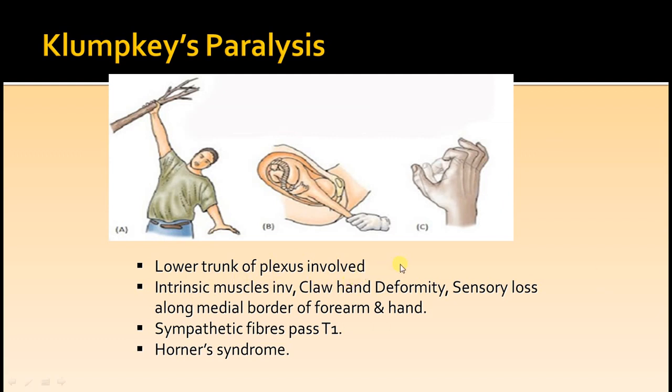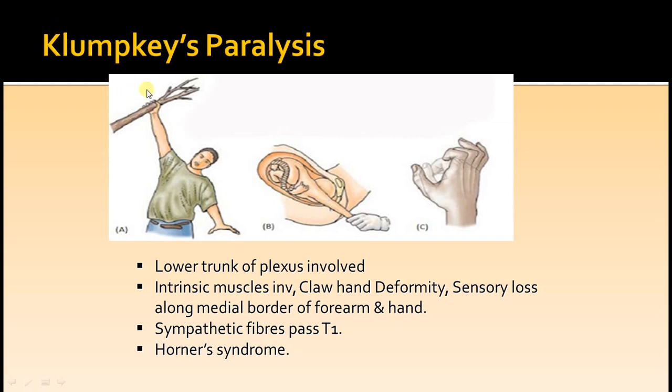In the lower trunk of brachial plexus, if it is damaged, one case is the breech presentation. Again, in the babies, what happens during birth? In the breech presentation, if you try to give too much traction to the limb while pulling out, then the lower trunk of brachial plexus is involved.